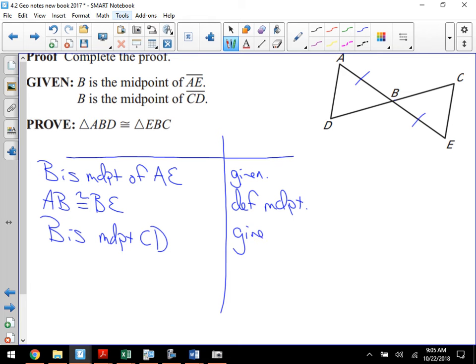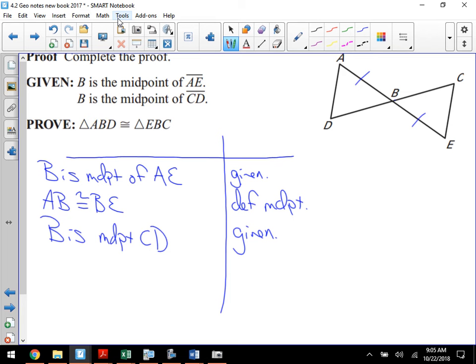Now, if you put those both down first, that's okay, but then you have to remember to make sure you state something about both those given statements. So back to the diagram. Back to the diagram. B is also the midpoint of DC.